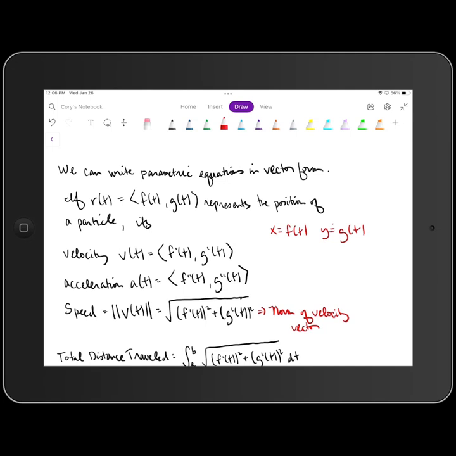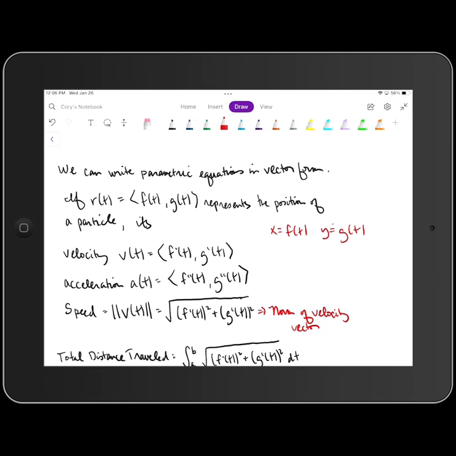Going from position to velocity, we take the derivative of our function. So if we want to find the velocity vector, the horizontal component of that velocity vector is the derivative of f with respect to t, so that's f prime of t. And the vertical component of velocity is the derivative of the second component, g, with respect to t. Like we mentioned earlier, if a particle is moving along a curve, there is going to be a horizontal and a vertical component for velocity.